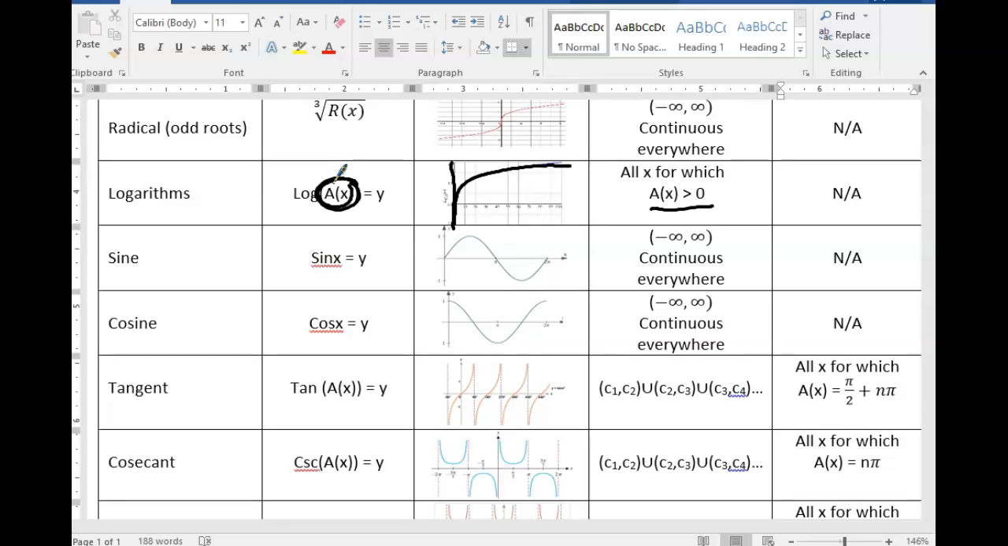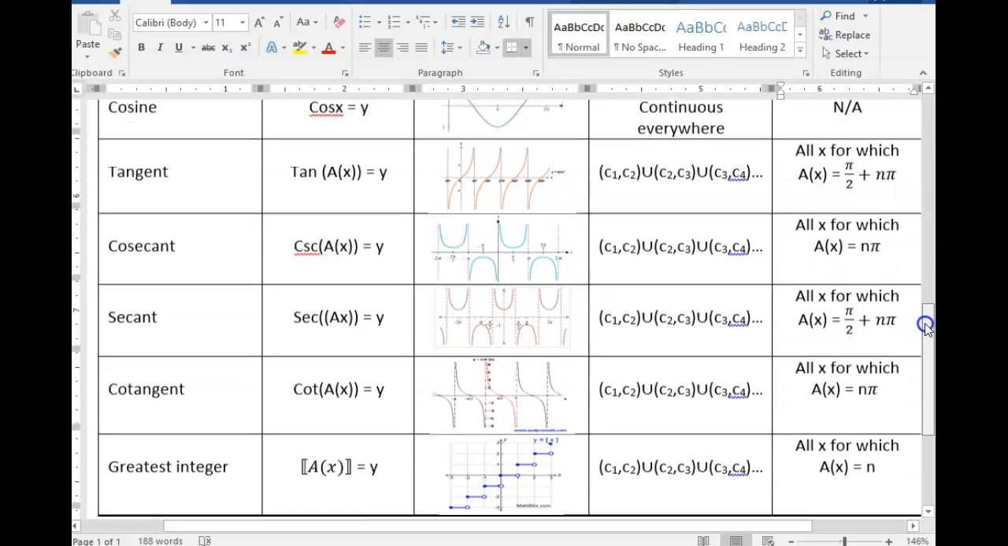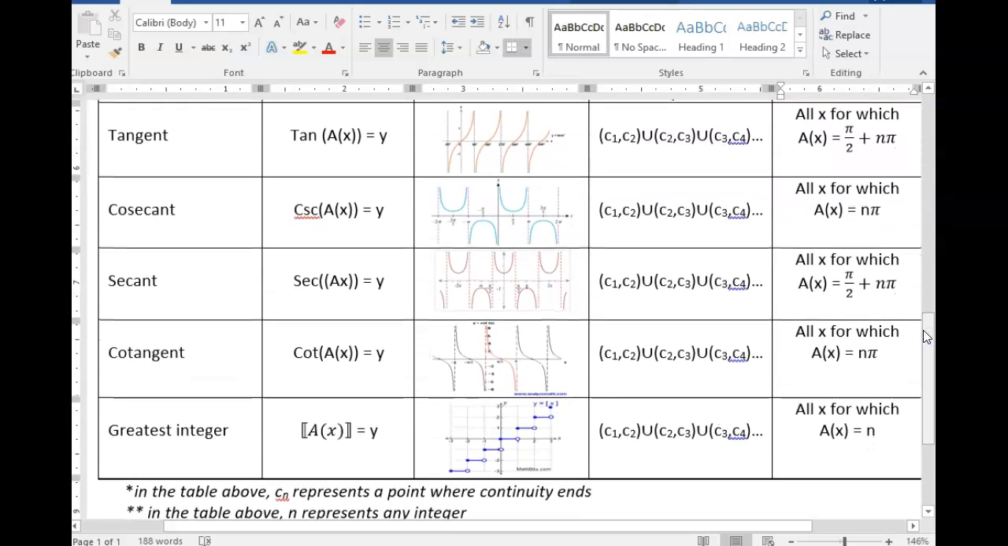Sine functions are continuous everywhere. Cosine functions are continuous everywhere. Tangent functions have little gaps all along the way. So let's talk about tangent functions. Same thing with cotangent, secant, and all of them. They have little gaps all along the way.